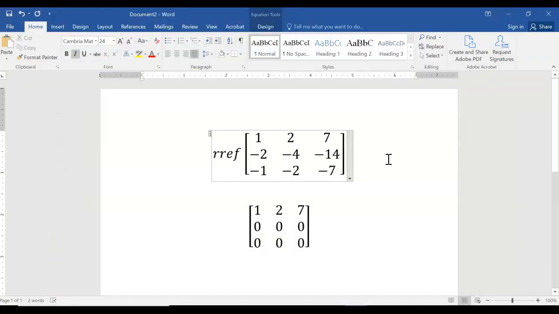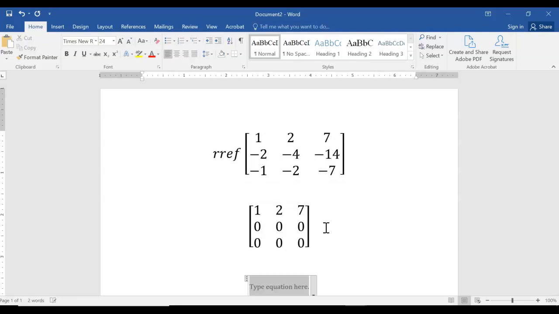For those who haven't, basically, we have our matrix A as 1, 2, 7, -2, -4, -14, -1, -2, -7. I'm not going to list this out as the augmented matrix. I'm just going to list this out as matrix A, but we know that there's this column of zeros on the right if we're thinking the augmented matrix version of this. It's just kind of a waste to put that column of zeros, so I just leave it off. Now, when you put this matrix into row-reduced echelon form, you're going to end up with this.